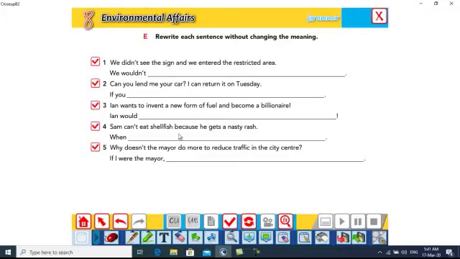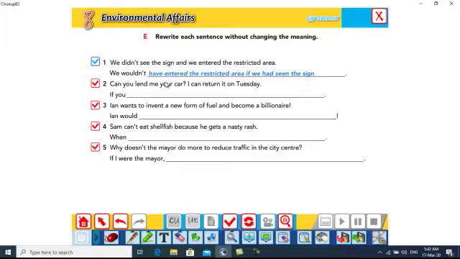Now let's move to the next exercise, E. Rewrite. This is an important exercise. I want all of you to pay attention. We didn't see the sign and we entered the restricted area. Look at the sentence carefully. It expresses the past. I want some of you to tell me which rule is suitable for the past. Yes, you are right. It's the third conditional. So the correct answer: we wouldn't have entered the restricted area if we had seen the sign.